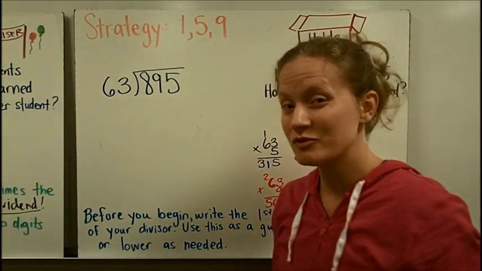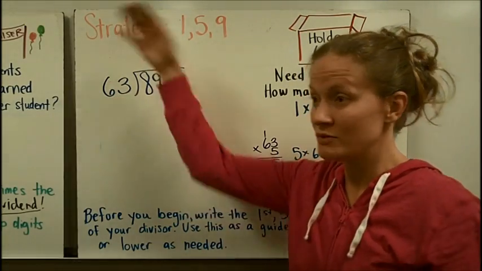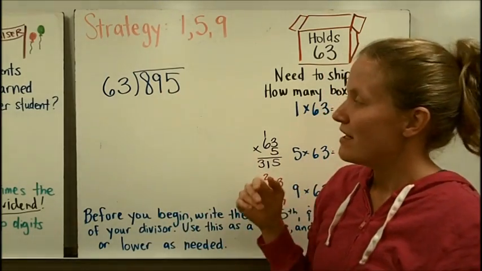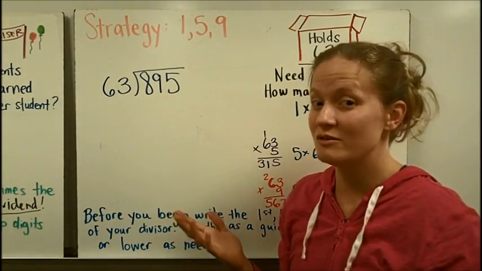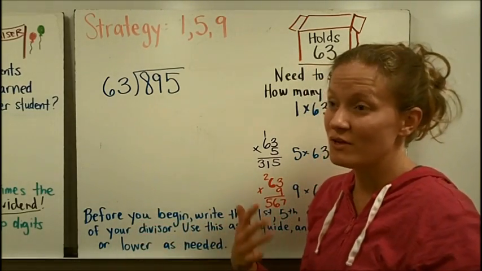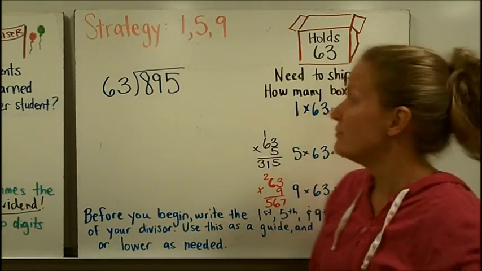So I'm going to teach you a couple of strategies to help you figure out how many times the divisor goes into whatever part of the dividend that you're looking at. That seems to be the hardest part of two-digit divisors. So watch all the strategies and then pick the one that you like the best or you think in each case might help you the most. So this strategy we're going to call 159.